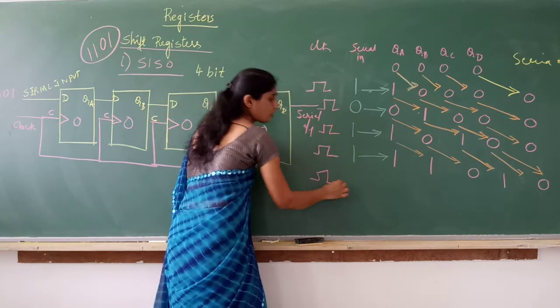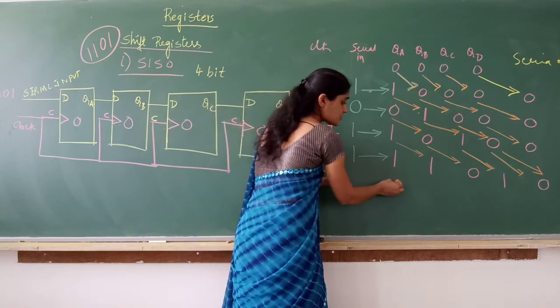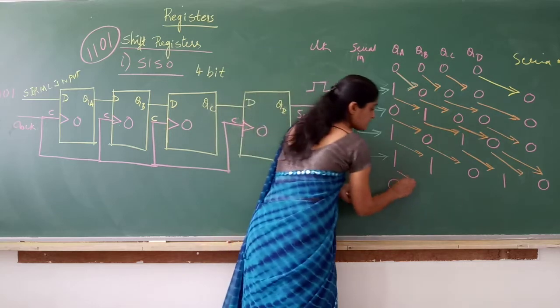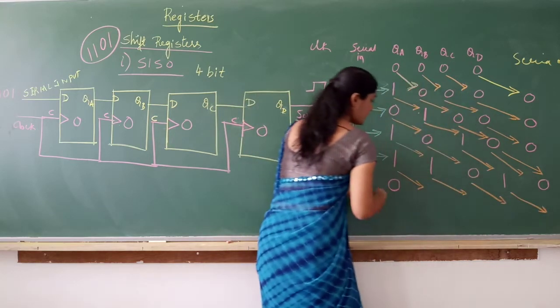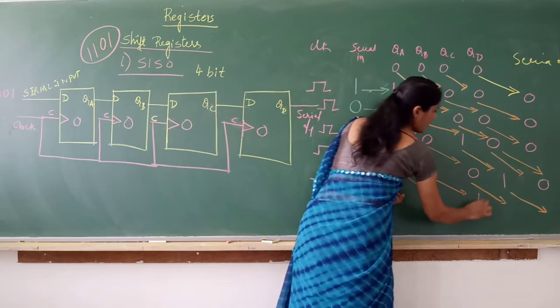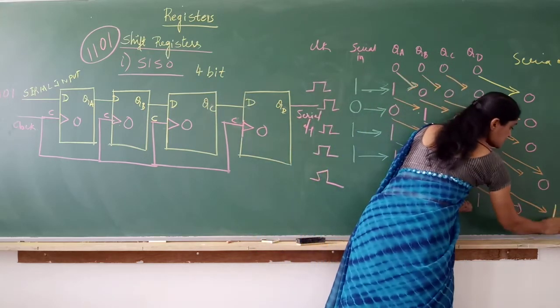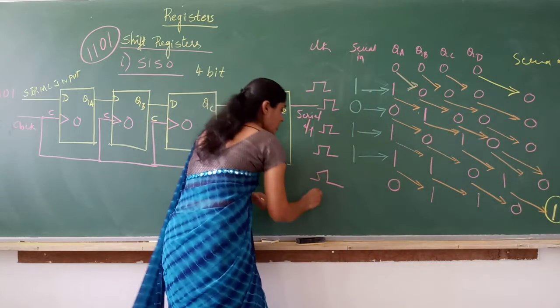Give one more clock. What will happen? Nothing you are giving here. Nothing you are giving here. So this will automatically be 0. The next bit it will take as 0. And this will shift. Okay, so what will happen? 1, 1, 0, 1. So the first bit is coming out. So this is the first bit that is coming out. 1. Another clock pulse you give.